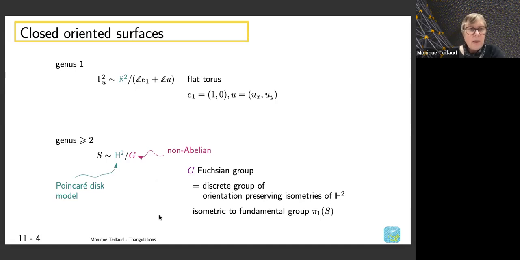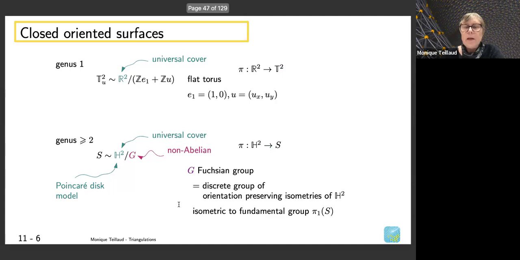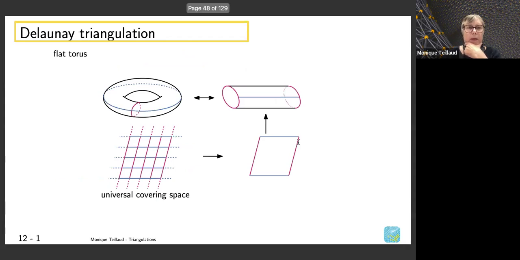Again, for pictures, I will use the Poincaré disk model. The universal covering space in genus 1, for the flat torus, is the Euclidean plane, and in the case of the hyperbolic surface, it's the hyperbolic plane. And I denote by pi the projection from the universal covering space to the surface. So this is for notation.